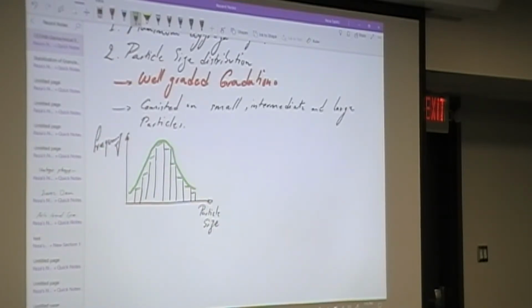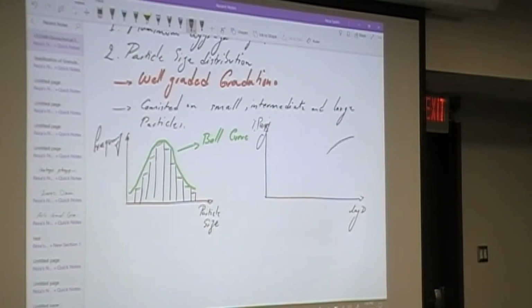Like a bell curve? Yes, it's called the bell curve, or if you recall, at some point you call that normal distribution as well, right? So that would be your histogram, and that would be the distribution that you have in there. Now what happens if I plot the cumulative distributions? This would be your log diameter, and this would be the percent passing that we have in our gradation curve.